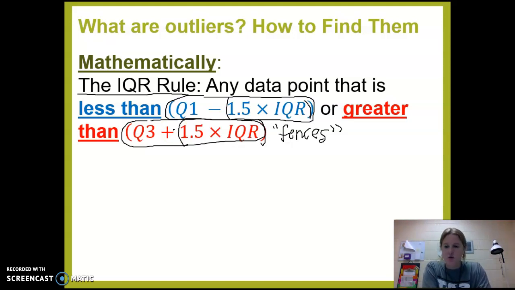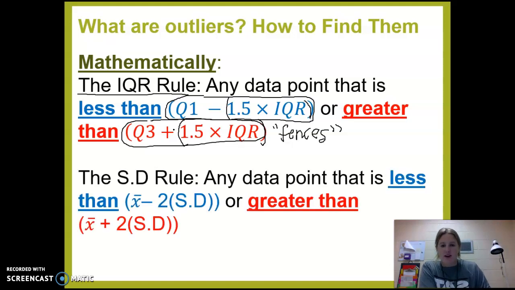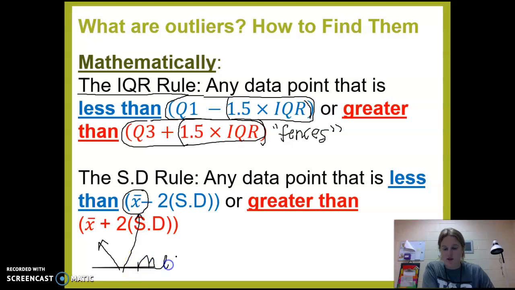The second rule is called the standard deviation rule. Okay? It's just a different calculation to find the fences. Instead of doing this Q1 minus 1.5 times the IQR, what you're going to do is you're going to take the mean. Remember, this symbol is for the mean. Here and here. You're going to take the average or the mean. And you're going to subtract from that 2 times the standard deviation. So you're going to take whatever the standard deviation is, multiply it by 2, subtract it from the mean. That's your lower fence. Then you're going to take 2 times the standard deviation and add it to the mean. That's your upper fence. Any number lower than your lower fence is an outlier. Any number greater than your upper fence is an outlier.